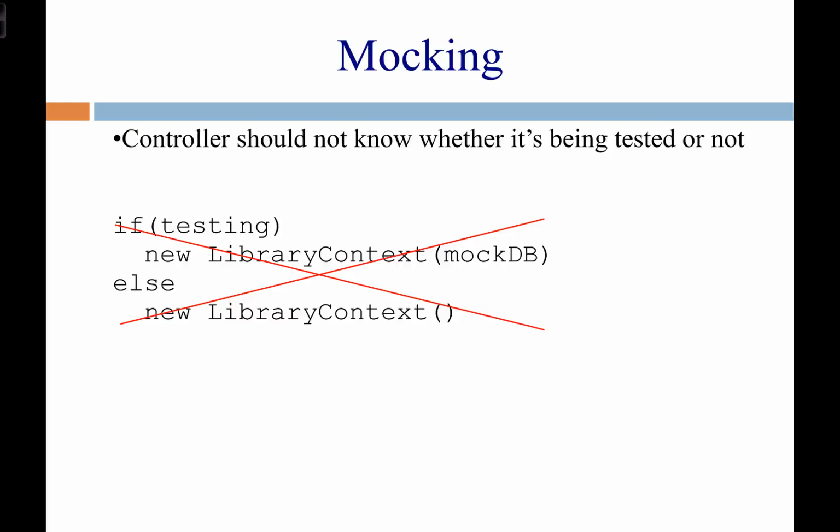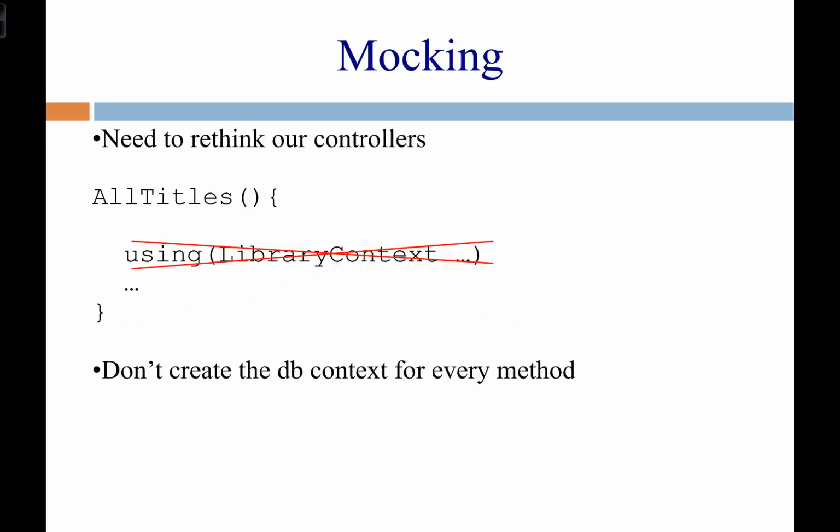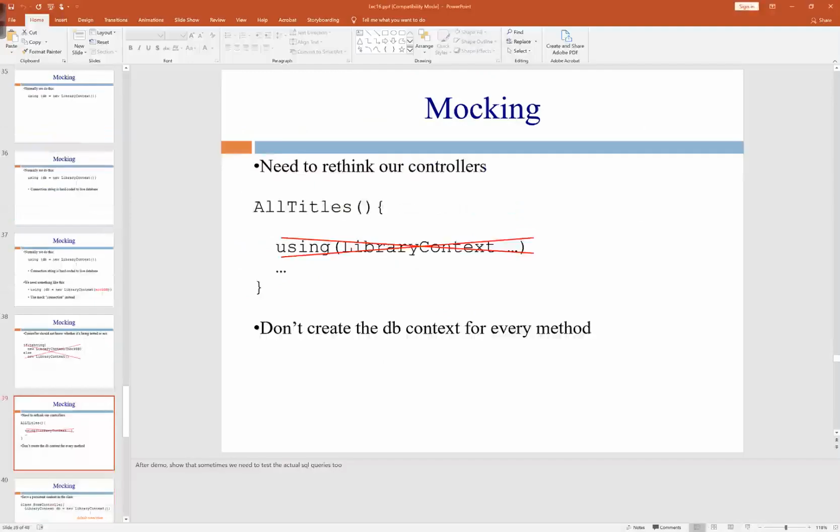Your controller should not know whether it's being tested or not. That is absolutely not a concern of the controller. The controller should just be a controller. So we need to rethink the way our controllers are written. Currently, they're all written like this. The first line in them is probably using new library context.